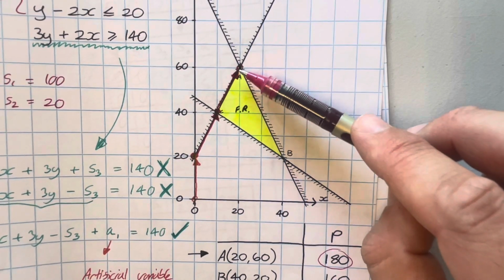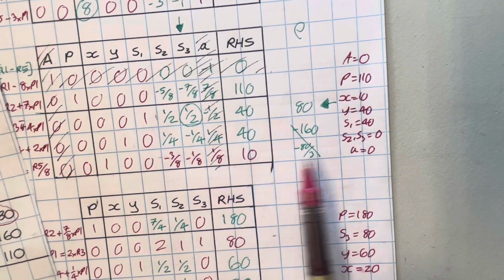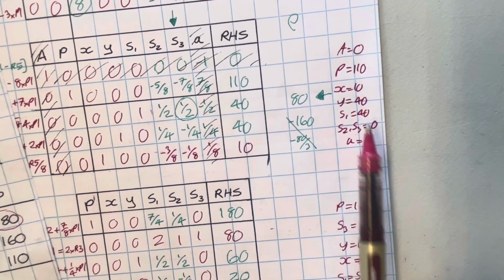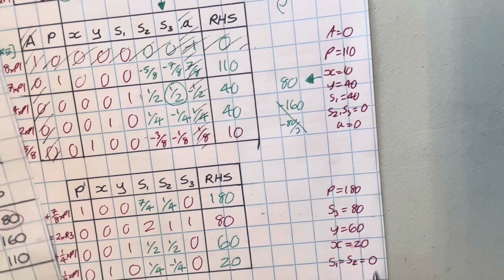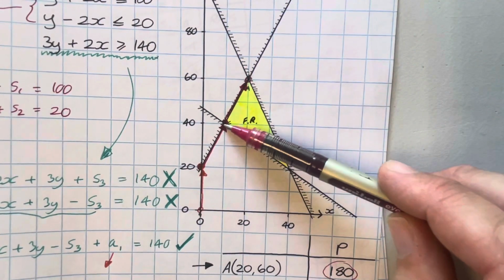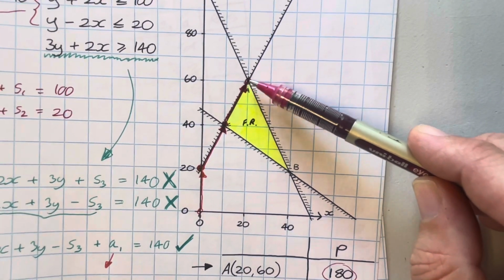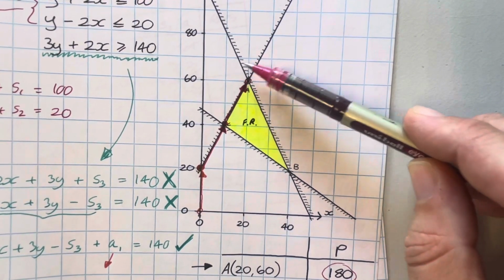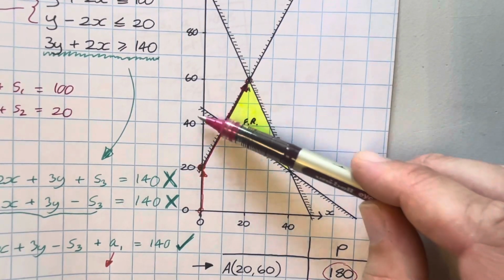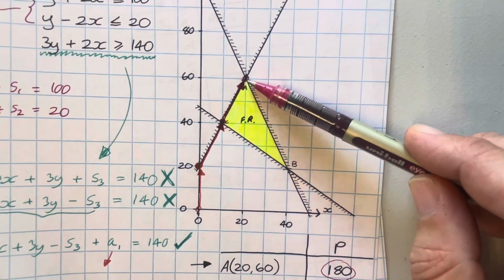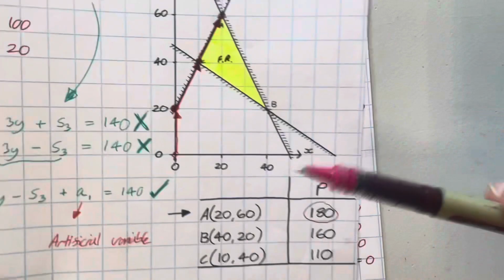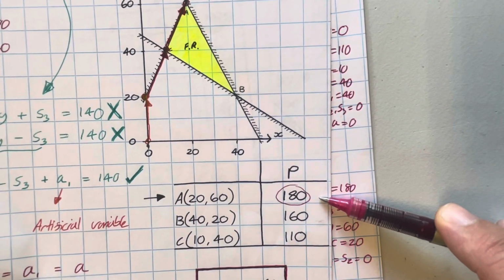And in doing so, we have changed the value of S1 from 40 to 0. Because we were off this constraint, which is what S1 represents, and now we're on that constraint. So S1 and S2 are both 0 at that point, because those are the two slacks for these two constraints. S3, which is the surplus, means that we are off this constraint, which we are, because we've moved away from it, and we can see that X is 20, Y is 60, and at that point P was 180, which was the solution we got graphically.